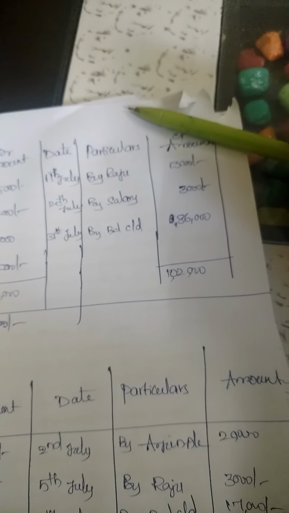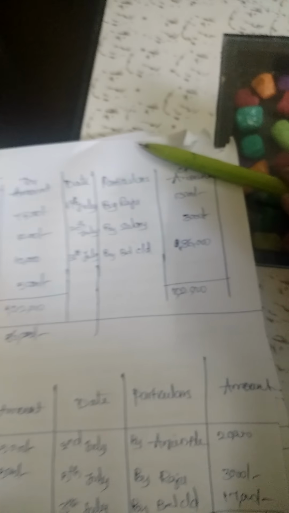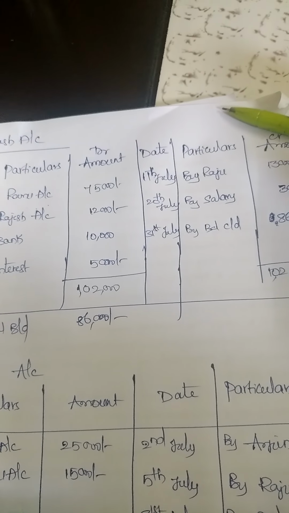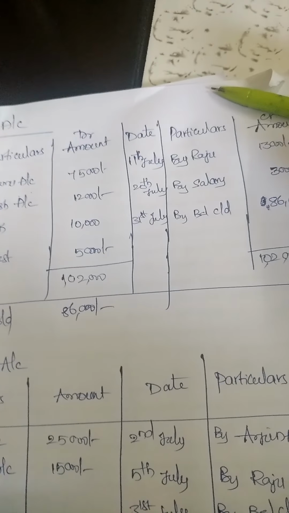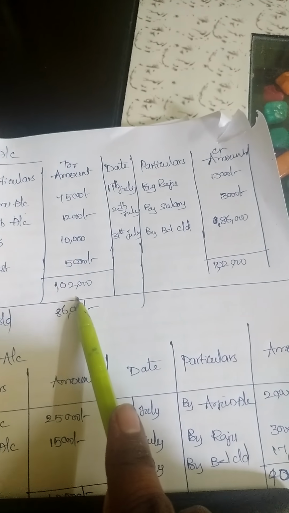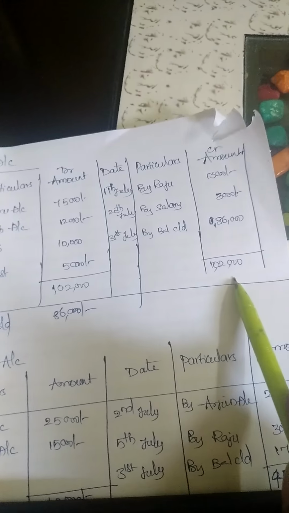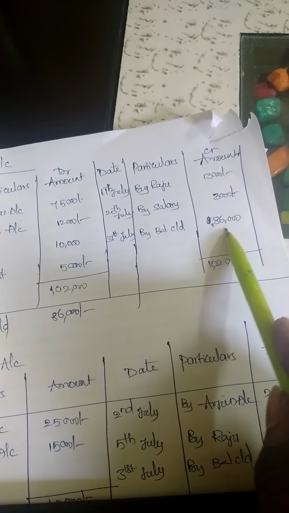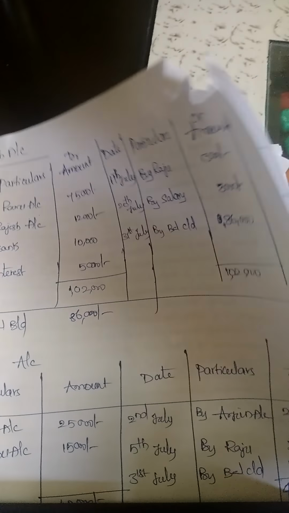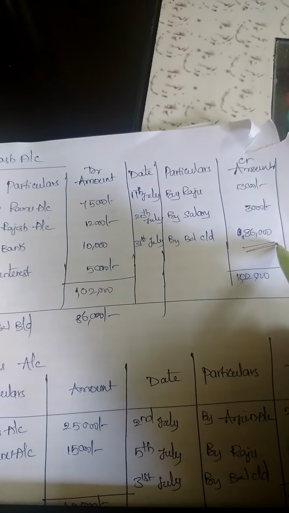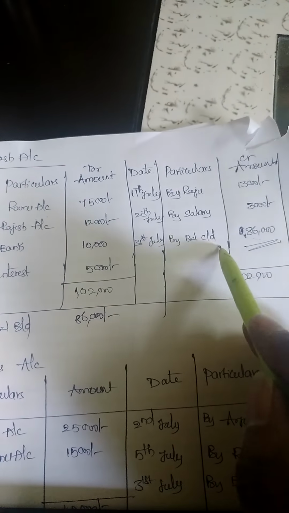So at this moment what do we have to do? We have to see which is the highest figure, debit amount or credit amount. The highest figure we have to post on both sides, meaning the 1,02,000 we got under debit side, the same amount we have to write under credit side. So the balance amount is 86,000 rupees. Balance amount 86,000 rupees. We have to write that by balance carry down.